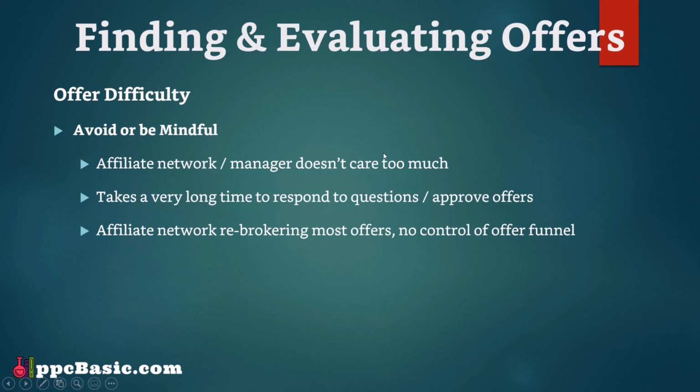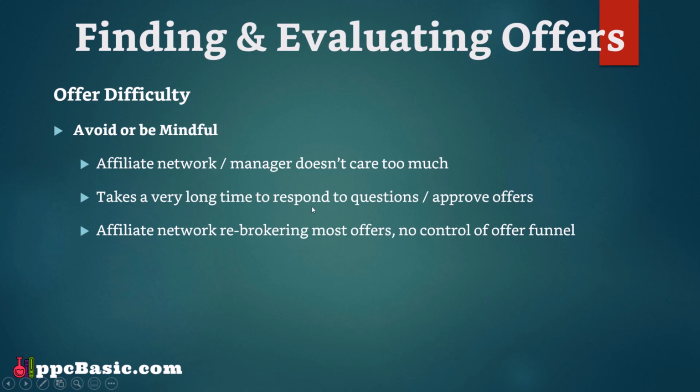So the final offer difficulty is the one where you should be either avoiding or being very mindful of. For example, your affiliate network or manager doesn't care too much about the success of your offers. So for example, you can hear in the calls that either someone's not picking up or the call center is not dealing with the calls appropriately, or the zip codes provided by the network are not correct, and the affiliate manager or the network simply responds with, okay, I'll get back to you, and they never do, or they provide very aloof or ambiguous answers, or it just seems like they don't care. You have to be mindful of these kinds of networks and managers.